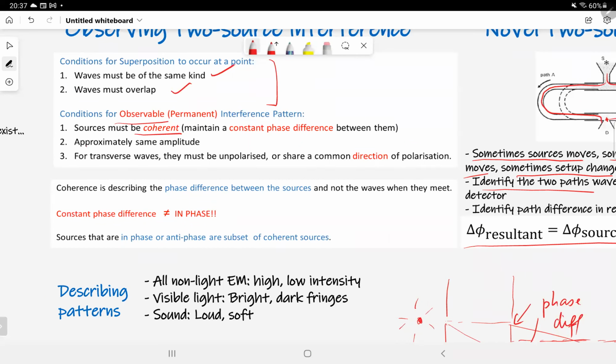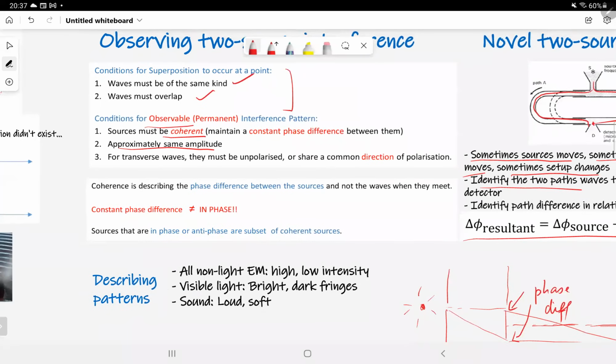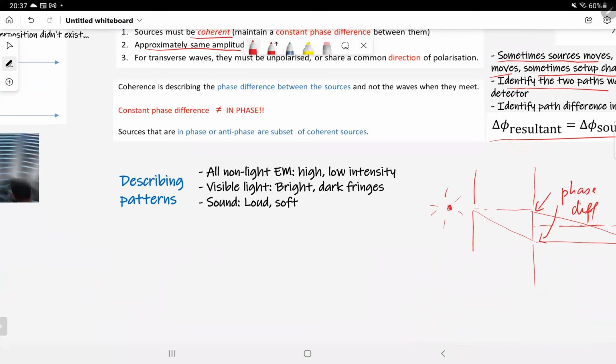Approximately the same amplitude. Why is this important? You can think about it as that's for contrast. If you want to see bright and dark, or loud and soft, the two waves arriving, the constructive and destructive interference, must be obvious enough with respect to each other.